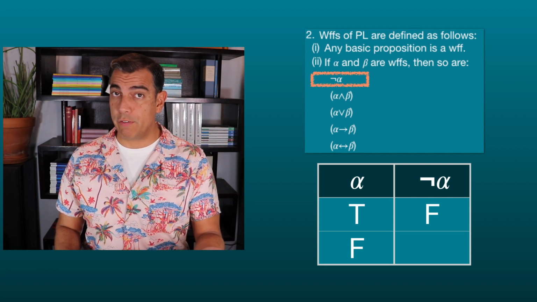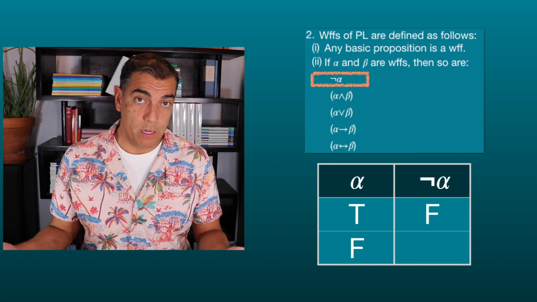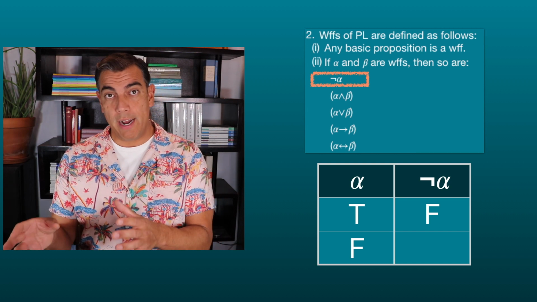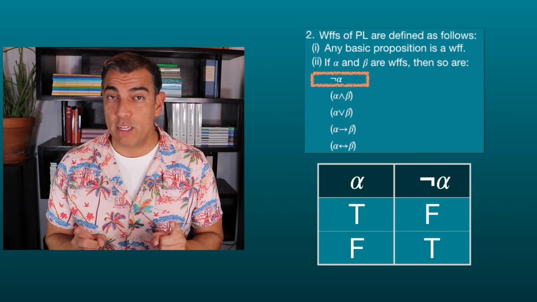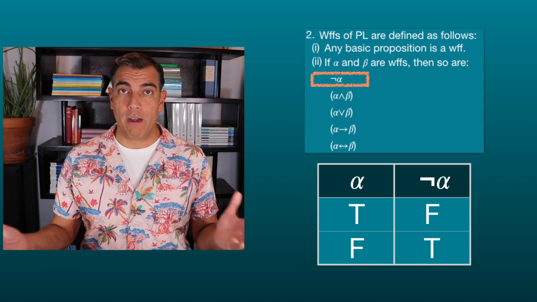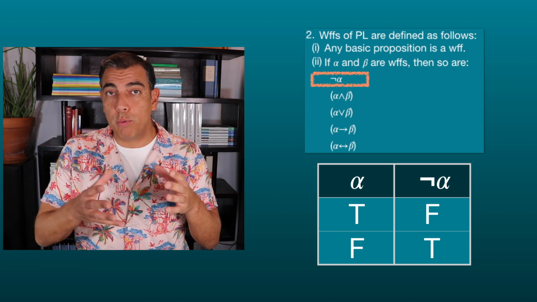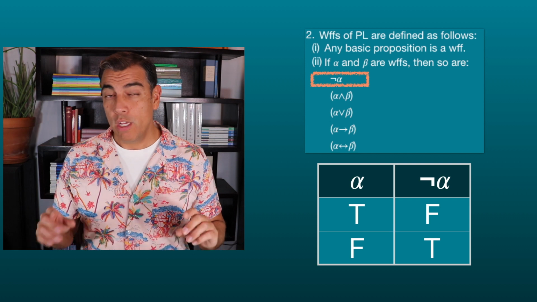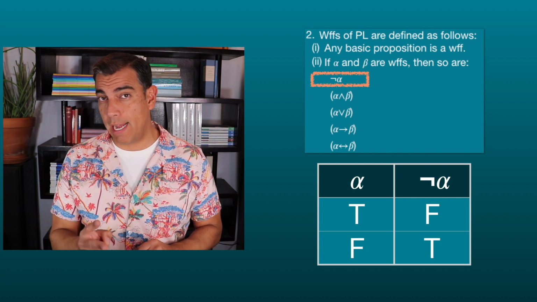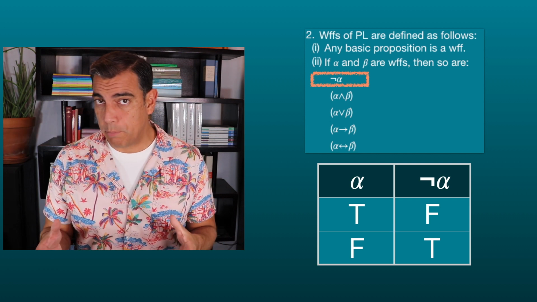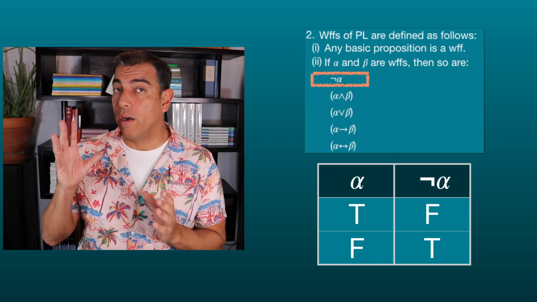And what about when alpha is false? Well, it seems, again, intuitively like we'd want to define our not alpha proposition as true. And notice, we've exhausted our options here. Alpha has to be either true or false. It can't be both. So there are only two possible options for alpha. And given those two possible options, we've defined options for not alpha.